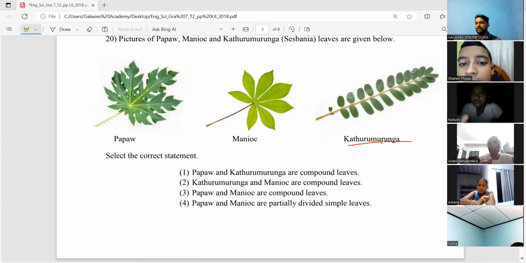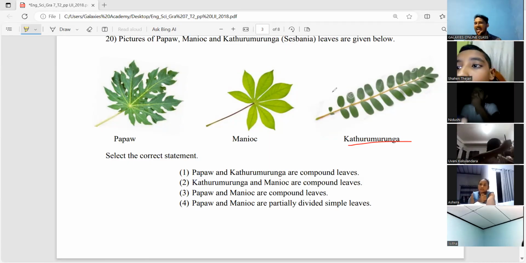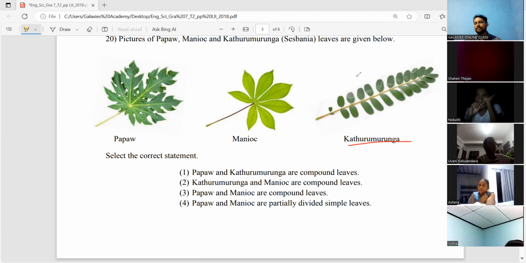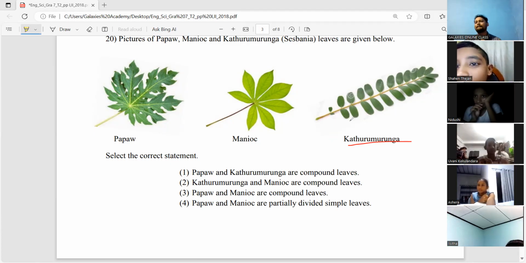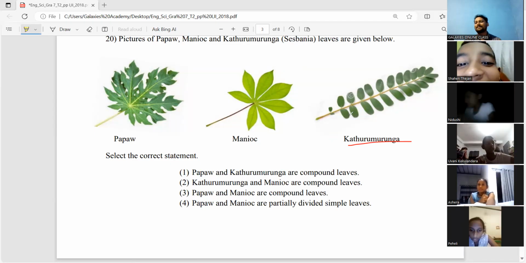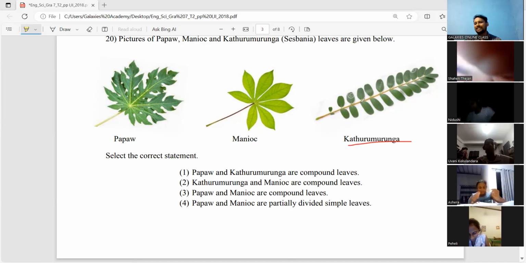Kakuru Murunga. Which type? Simple leaves. We call these simple leaves. If it is not simple, it is compound. If it is not compound, it is simple.